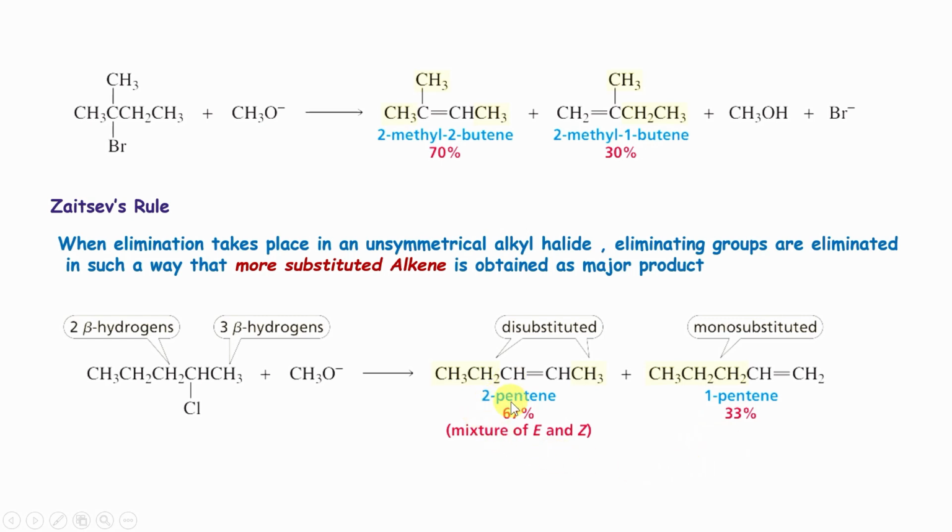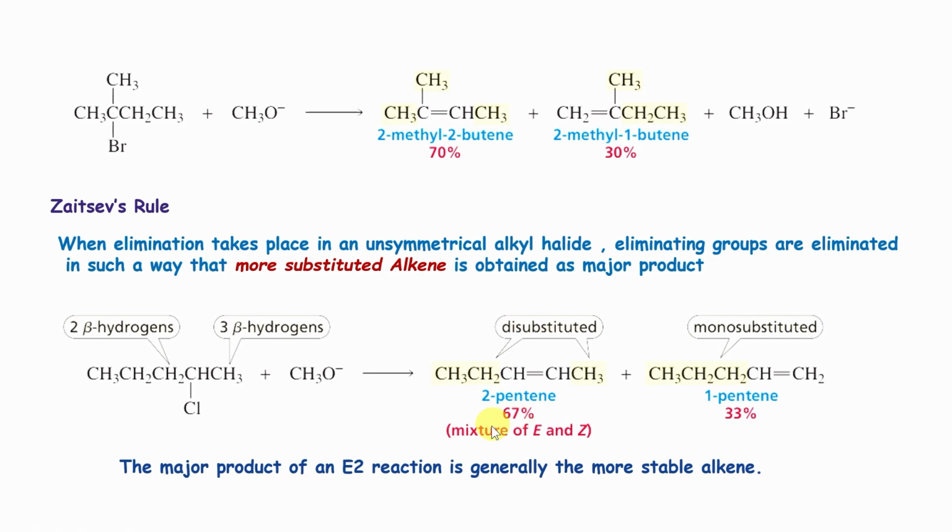This 2-pentene is actually obtained as a mixture of E and Z isomers, about 67 percent, the major product. Usually, the major product of an E2 reaction is generally the more stable alkene, which would usually be the more substituted alkene. There are some limitations to the Zaitsev rule because the more substituted alkene is not always the more stable alkene.